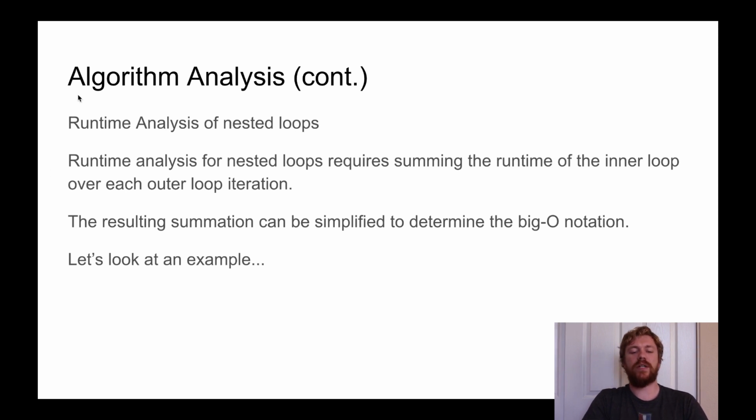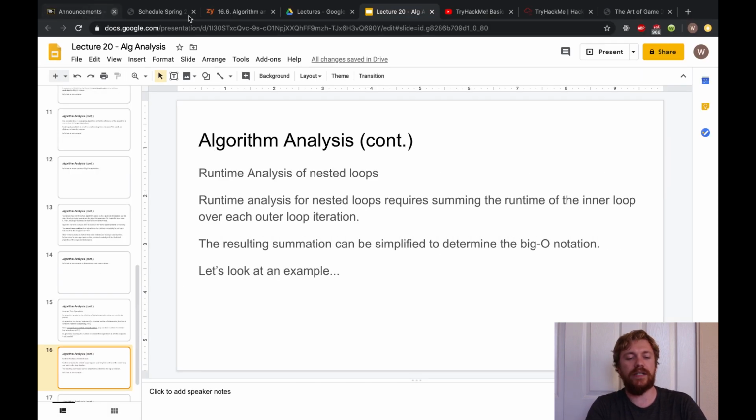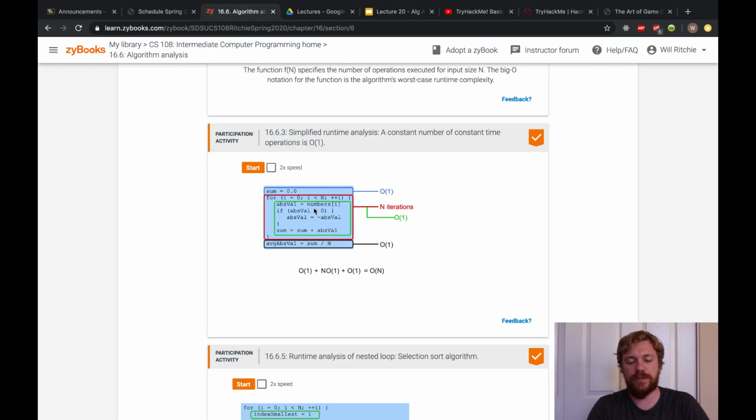So we can look at the runtime analysis of nested loops. Why nested loops? Well, as it turns out, nested loops produce a larger growth rate. And so the runtime analysis for nested loops requires summing the runtime of the inner loop over each outer loop iteration. And then the resulting summation can be simplified to determine the big O notation. So we'll look at an example of this on Zybooks.